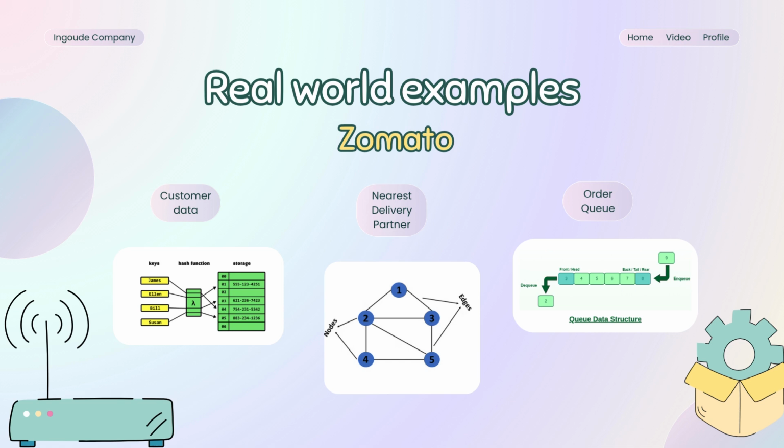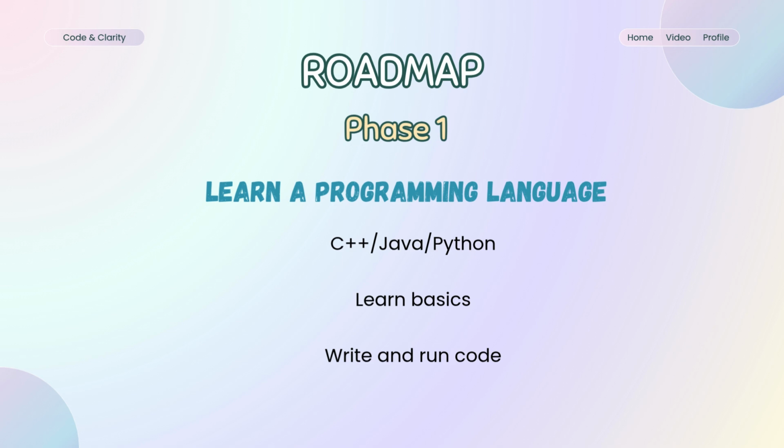Next, you will have to find the nearest delivery partner. In that case, a graph algorithm helps you. Then, you will have to manage the order queue, the order of the customers. That's again a queue data structure. So see, DSA is basically powering real products. This is the importance of DSA in today's world. It's just vast. Now I'll tell you how to start learning DSA.